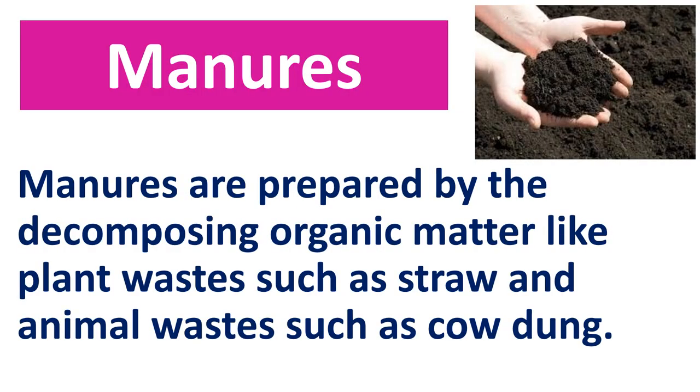Now, what is manure? Manure is prepared by decomposing organic matter. And what is that organic matter? For example, plant waste such as straw and animal waste such as cow dung. This organic matter is decomposed and results in the formation of manure. Means manure contains large quantities of organic matter.